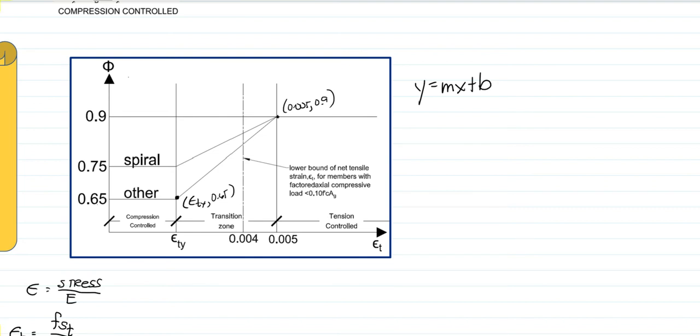So, using the slope-intercept form, kunin natin yung slope. Alam natin na slope is the rise divided by the run. So, ang rise dyan is ito. Yung distance na to. So, that is a value 0.9 minus 0.65. Now, our run will be ito, which is a value 0.005 minus epsilon t sub y. So, simplify lang natin.